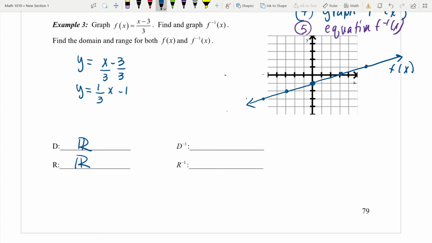The next step is to find the domain and the range of the inverse by reversing those. So those just get switched that way, so it's still all real numbers. The next step that I gave you was to graph it. Always graph the line y equals x. So that's always what I'm going to do first.